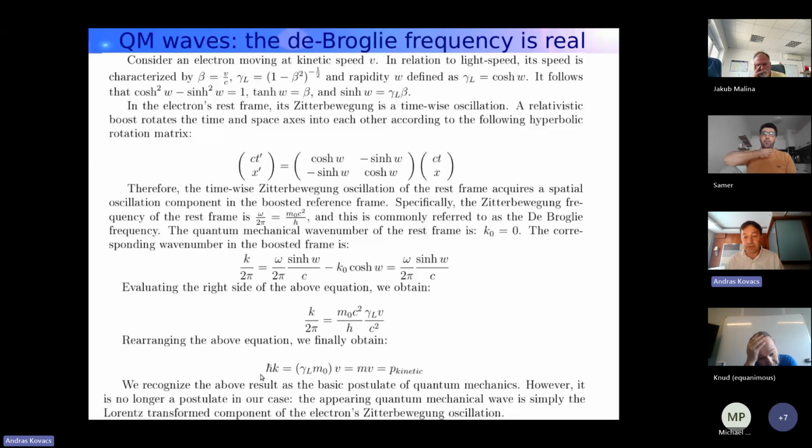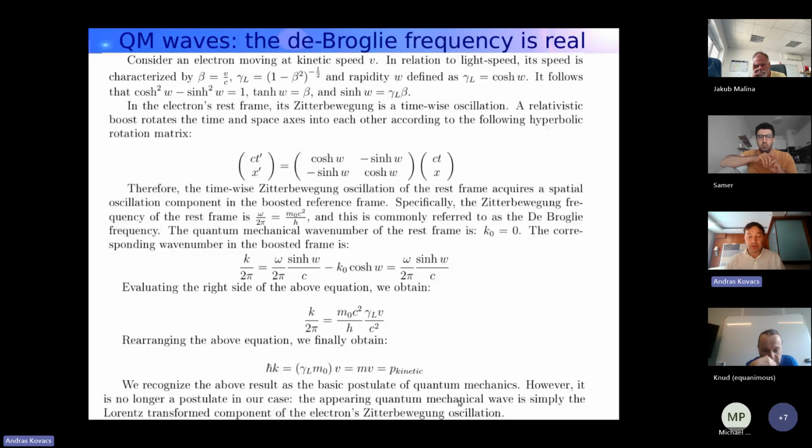So what we found after doing a simple Lorentz boost transformation is that there is a spatial wave appearing, and the wave number of this wave is exactly given by the electron's momentum. Now this expression you can recognize as the basic postulate of quantum mechanics. However, we don't have to think of it as a postulate. We can think of it the opposite way.